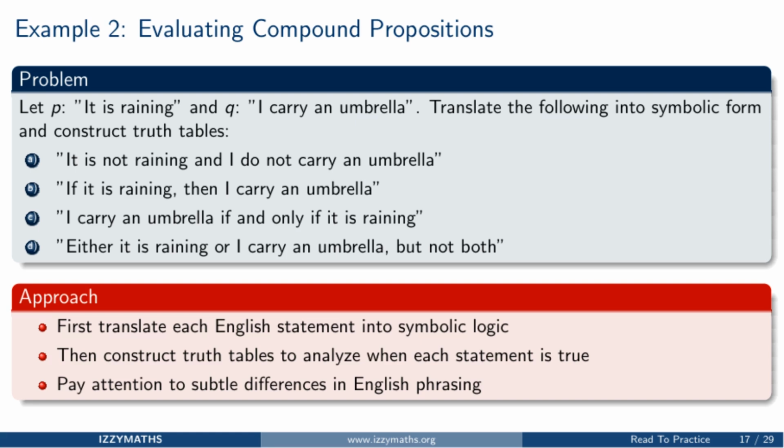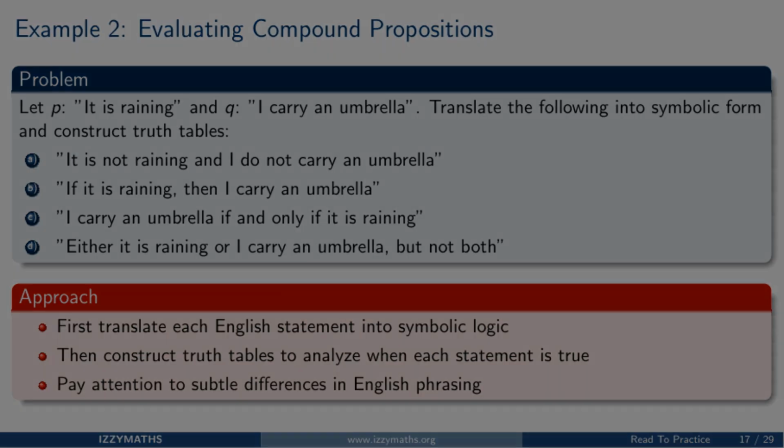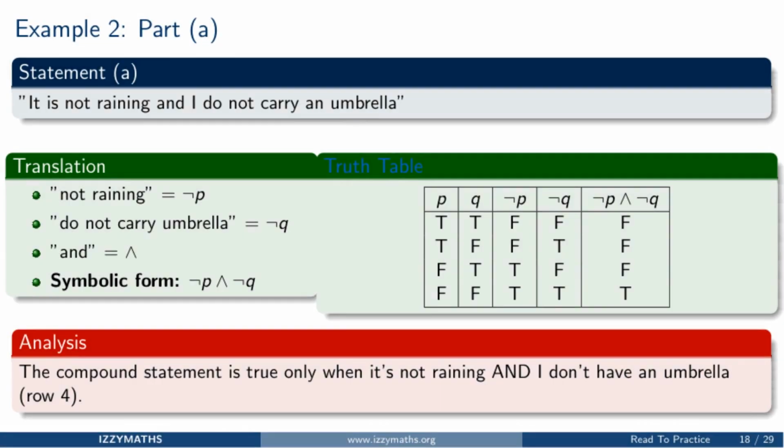Our approach is to first translate each English statement into symbolic logic, then construct truth tables to analyze when each statement is true, paying attention to subtle differences in English phrasing. Let's translate statement A. It is not raining and I do not carry an umbrella. Breaking this down, not raining equals not P, do not carry umbrella equals not Q, and "and" equals logical and. So our symbolic form is not P and not Q.